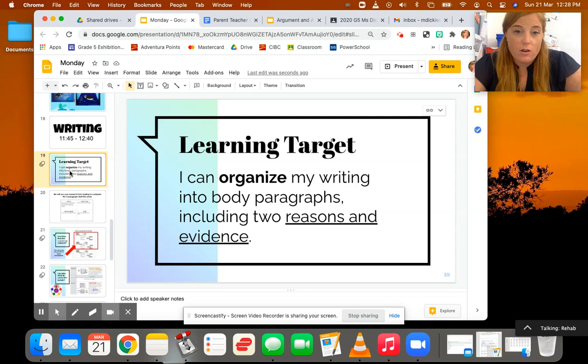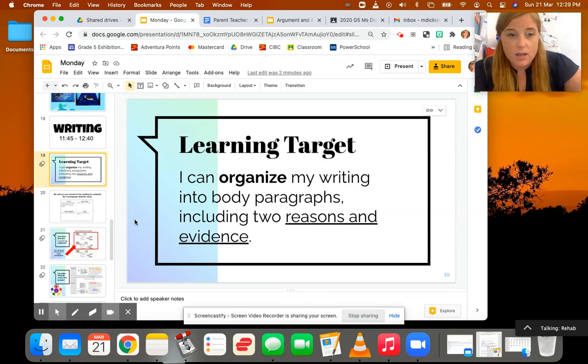So here is our learning target today. We're going to organize your writing into body paragraphs, including 2 reasons and evidence. Now, I know it's weird what we're doing. We didn't do an introduction. For this writing, we're going to write our body paragraphs first, and you'll understand why later when we go to do our introduction. We can't make our introduction until we know what our body paragraphs are about. So we're going to skip the introduction for right now. We're just going to write 2 body paragraphs today.